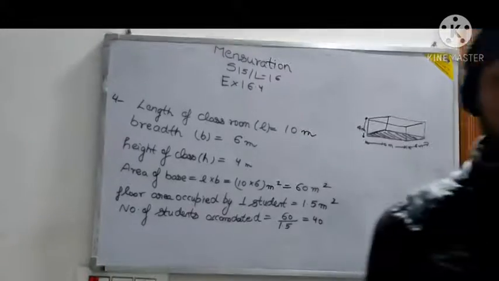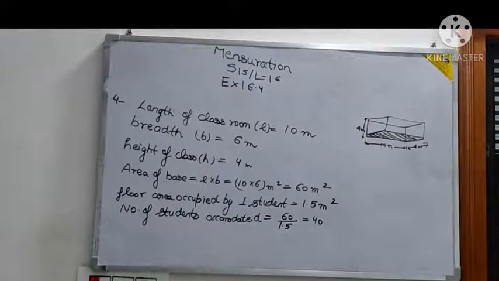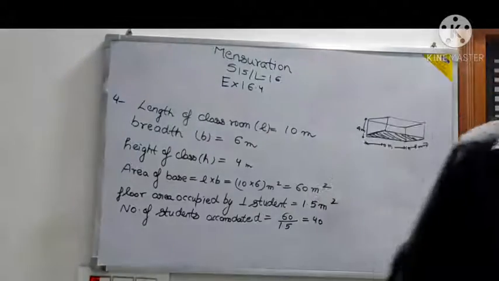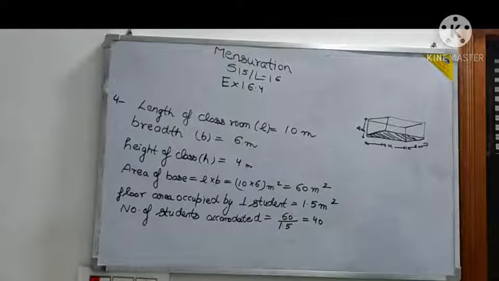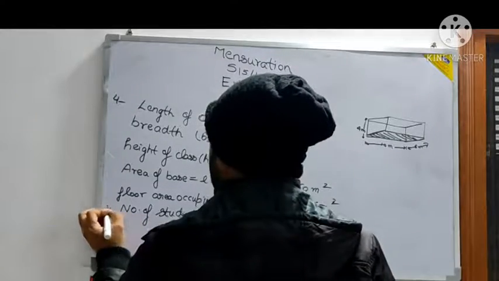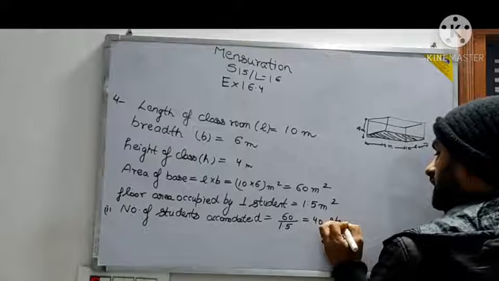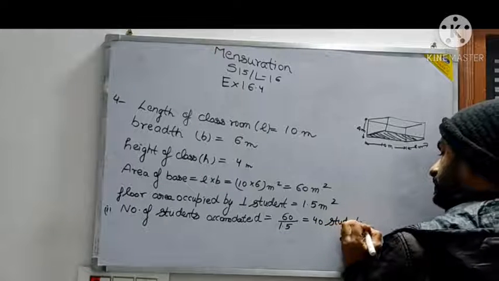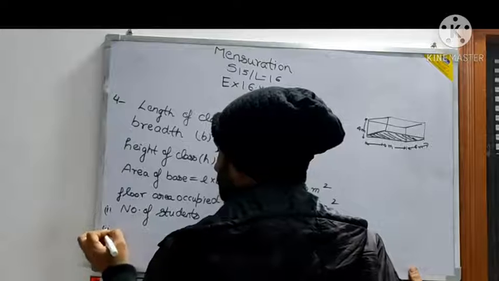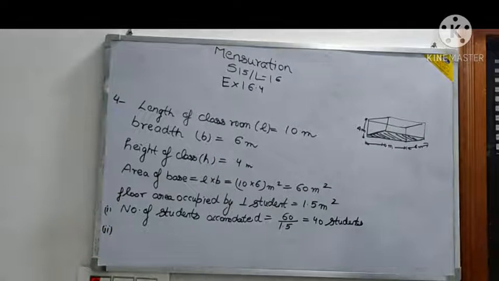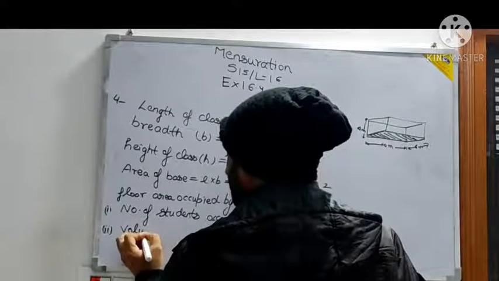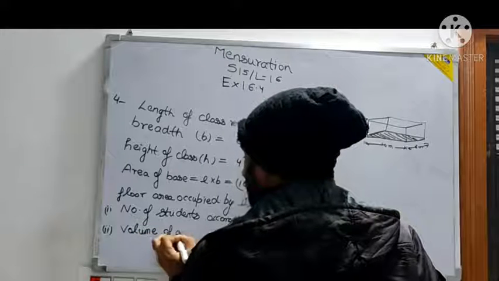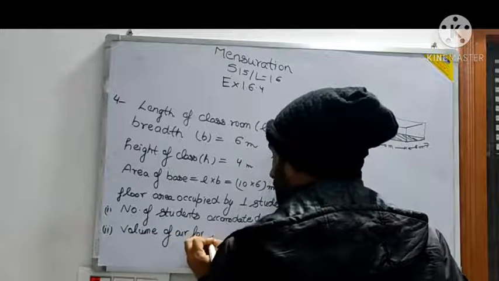Then see children, in the same question, they have given one more part. Calculate the volume of air, or how many cubic meters of air each student will have. So first calculate that, that's the first part. So that's the answer, 40 students. But don't write 40, write 40 students. Then they are saying volume of air for each student.